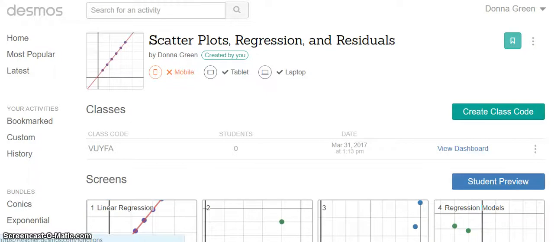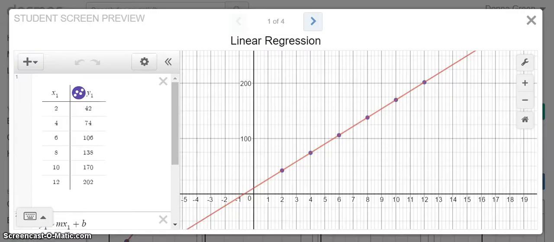So the activity I created is called Scatter Plots, Regression, and Residuals. It's not very long. It's something that I hope to build on, and hopefully if I get chosen for your fellowship, I can learn some different things that can help me build on and make this activity even better. What I'm going to do is show you the student preview.